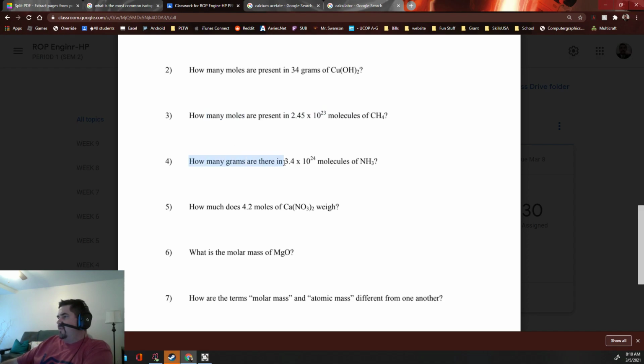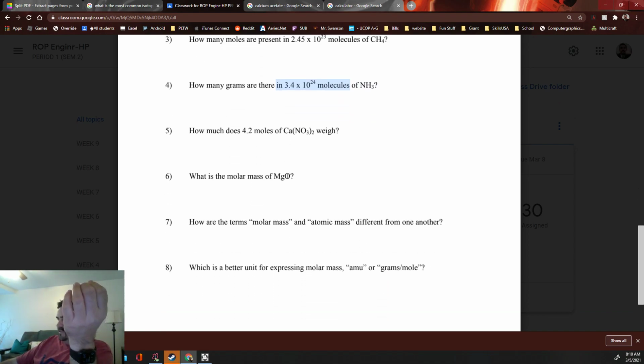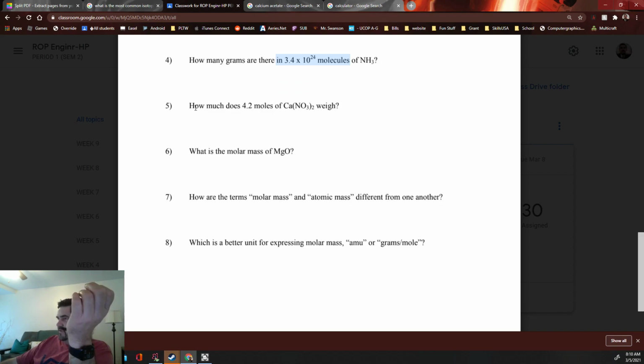How many grams are there in this molecule? So this one I'm going to need to know. I need to look up the molar mass of that. I'm going to have to do that little thing where we put the N and the H and figure out how much mass each one is. Have to do that. And then we have the molecules here. So just look at the past assignments and you should see the work for these. We've done all of these. This is like a review day. How much does 4.2 moles of this weigh?